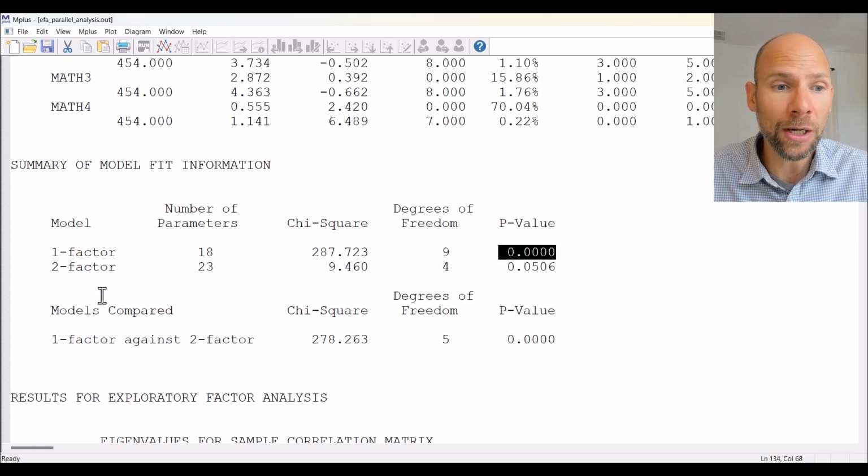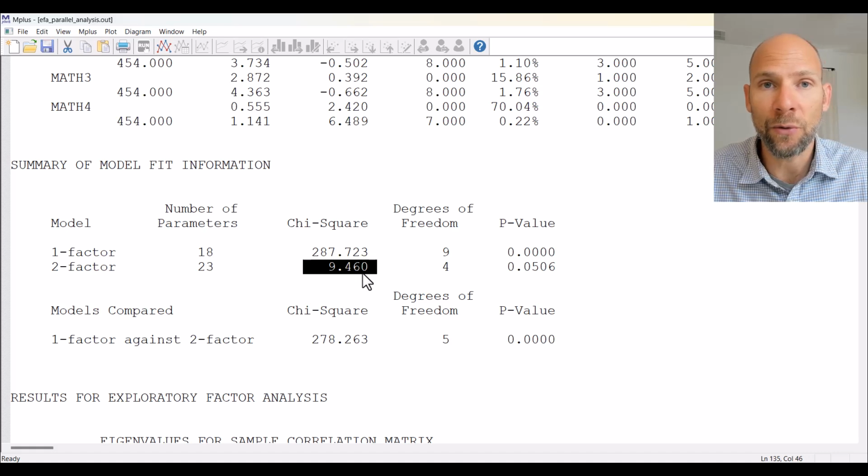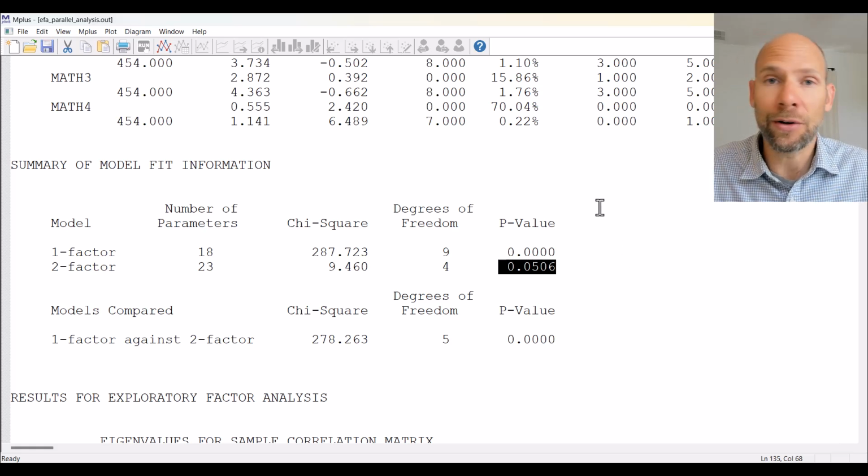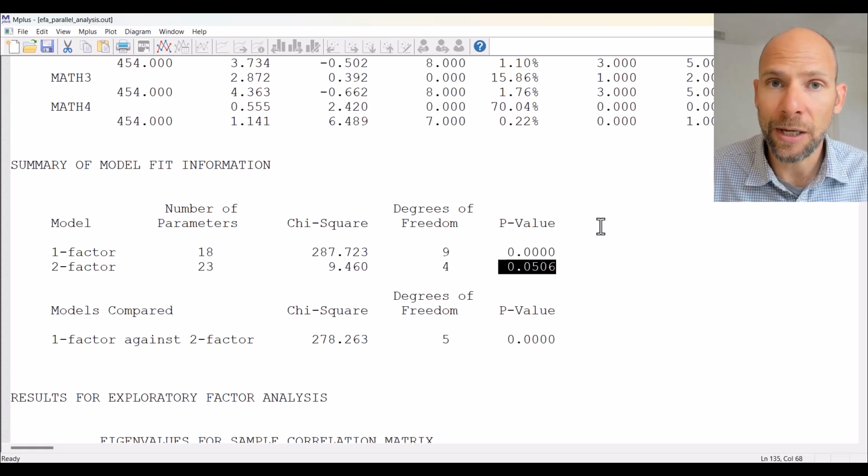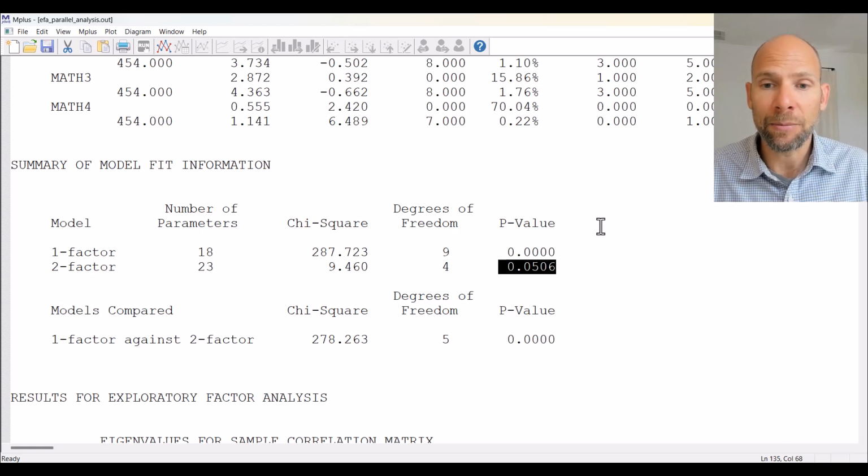A 2-factor model has a much lower chi-square. You can see then the chi-square for a 2-factor model is only 9.46 with 4 degrees of freedom, and the p-value is 0.05. So that's right at the border of significance. So strictly speaking, we would still have to reject that model, because 0.05 is typically where we still reject, with an alpha level of 0.05 and p is 0.05 or smaller. We reject the null hypothesis of an exact model fit.